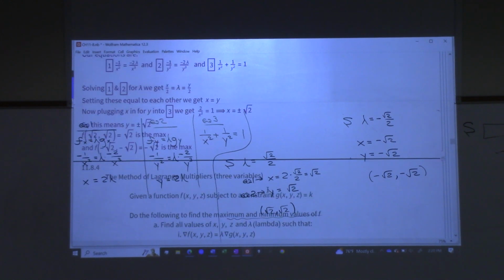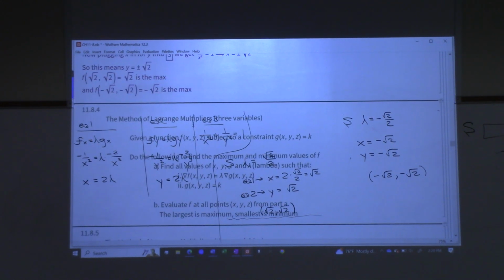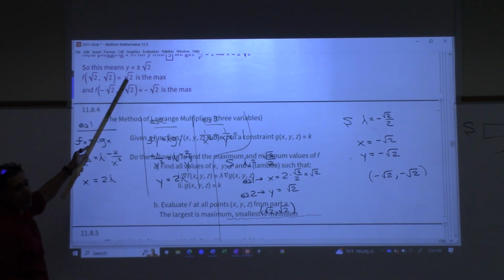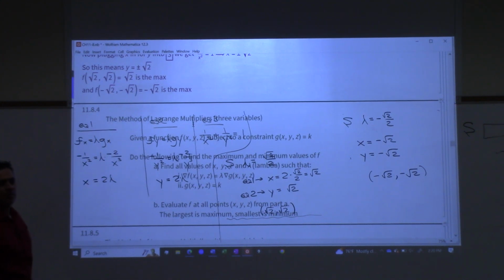If you plug these in, I'm going to go ahead and just tell you what the answer is. If you plug in root 2 into the original function, you actually get root 2. If you plug in negative root 2, you get negative root 2. So this is our max and that's your min. I'm not going to show that work.